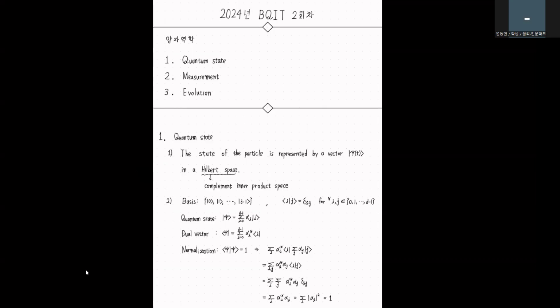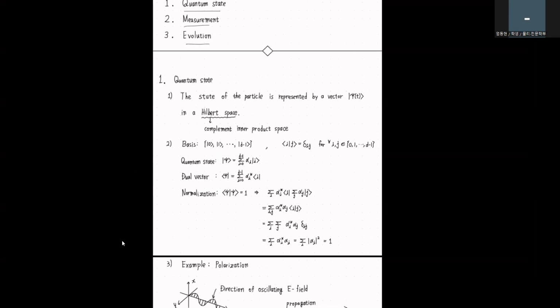Today we're going to be talking about the basics of quantum mechanics. So the topics that will be covered today are what are quantum states, how do we measure them, and how do they evolve? So what is a quantum state?